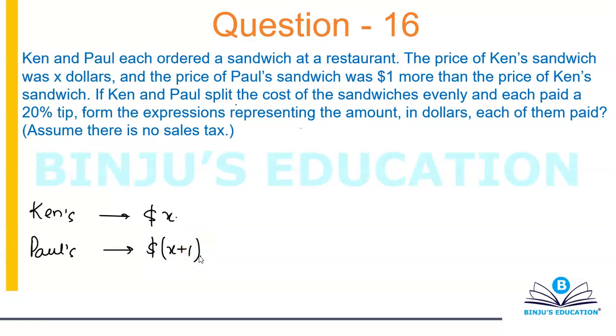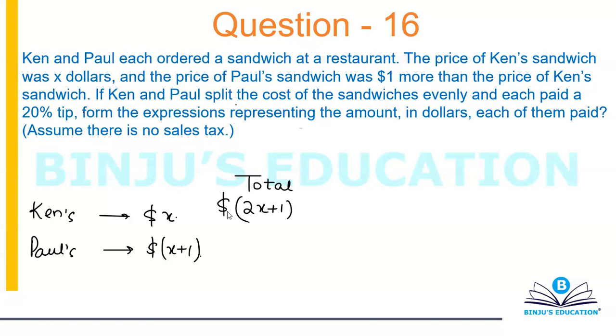If Ken and Paul split the cost of the sandwich evenly and each paid a 20% tip, form the expression representing the amount in dollars each of them paid. In the actual question, it will be which of the following represents the actual amount paid by each of them. Since we do not have options, we have to form that expression. So if Ken paid X and Paul paid X plus 1, can we say that the total amount paid by them will be equal to 2X plus $1? The total amount paid by them will be equal to 2X plus $1.